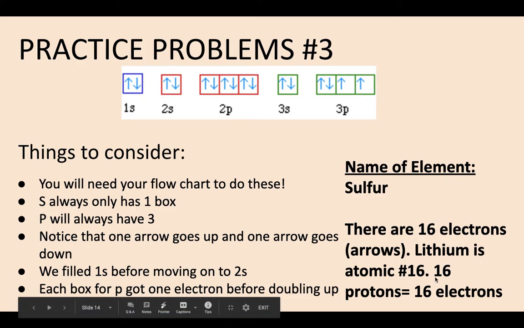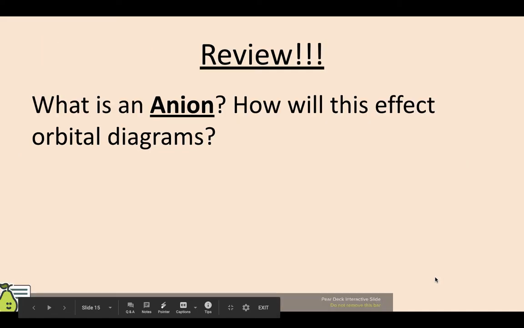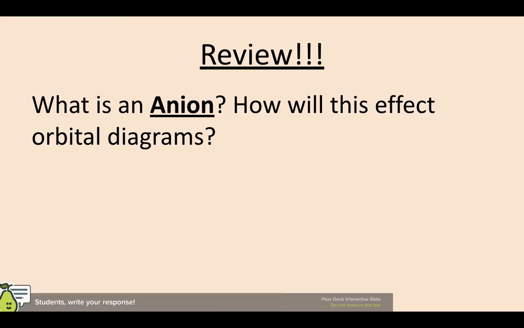All right, let's do one more practice problem. Now, before we do this last practice problem, let's do a quick review. Let's review what an anion is and how this is going to affect the orbital diagram. Think to yourself what an anion is.